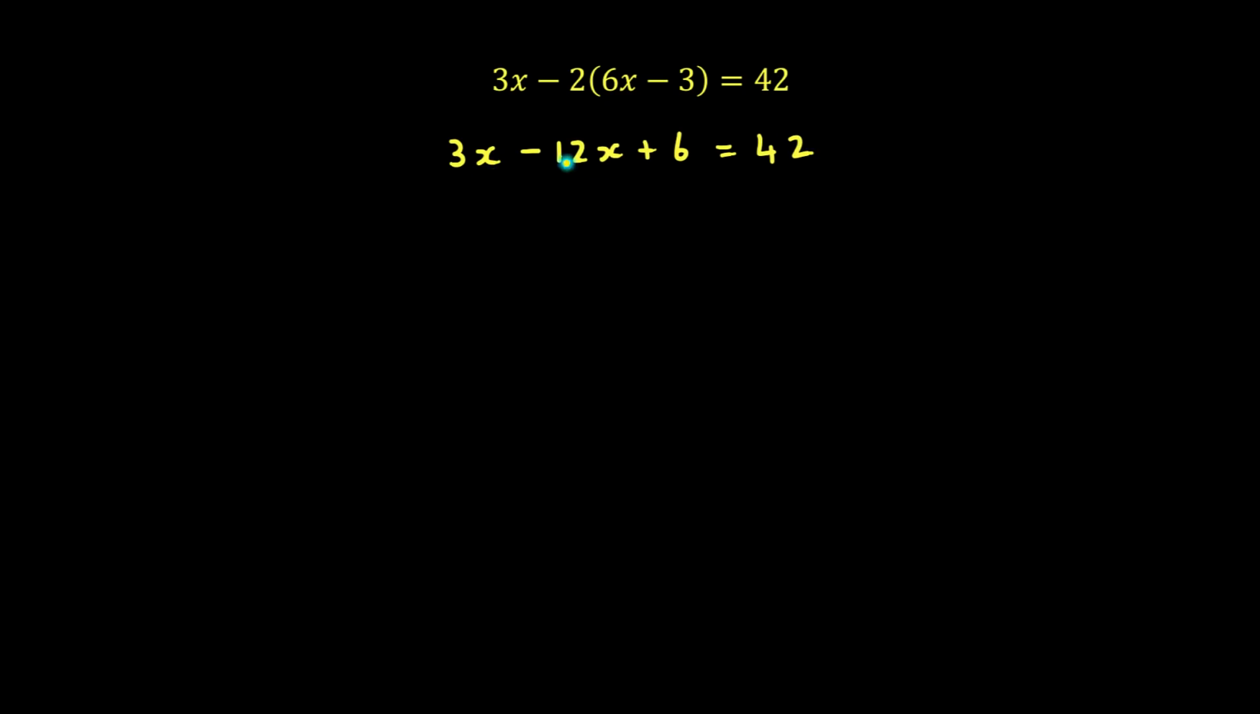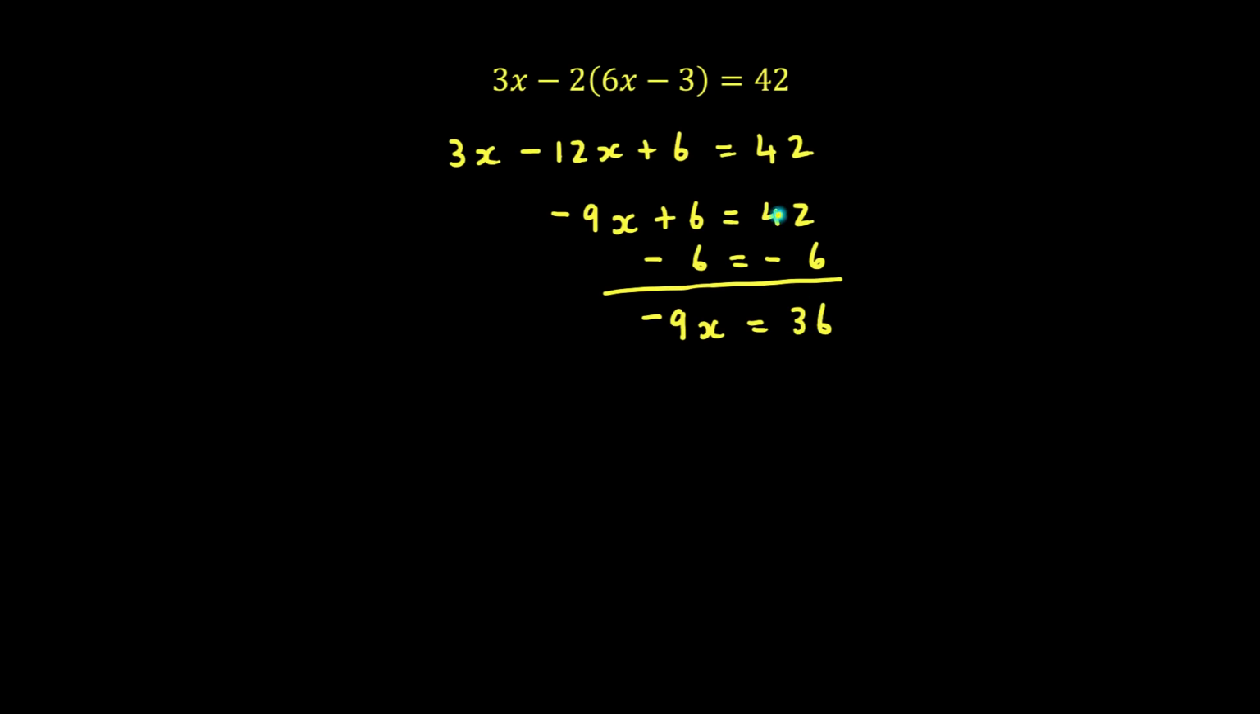So the next step would be to collect the like terms. So 3x minus 12x would simply give me negative 9x plus 6, and that is equal to 42. I need to get rid of the plus 6. What I need to do, I need to subtract both sides by 6. So I need to subtract 6 from both sides. So that will just leave me with negative 9x, and that is equal to, 42 subtract 6 will give me 36.